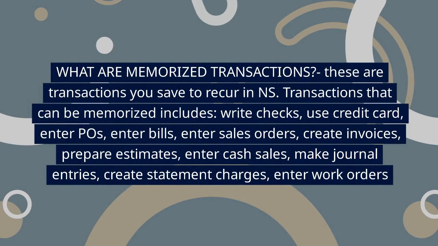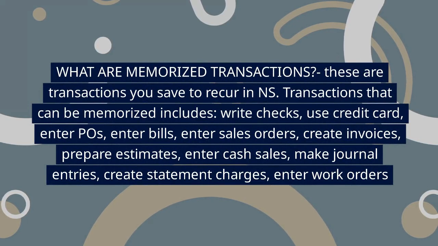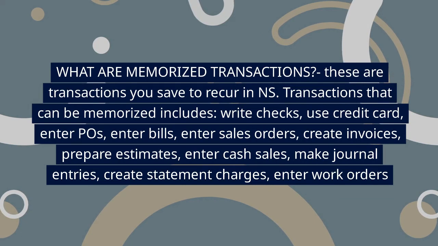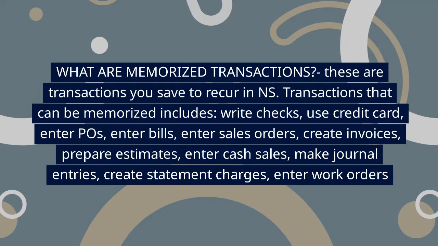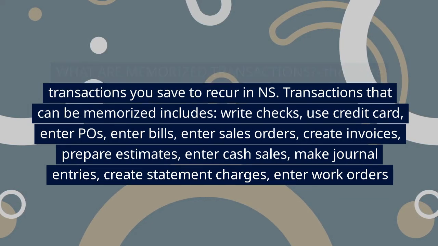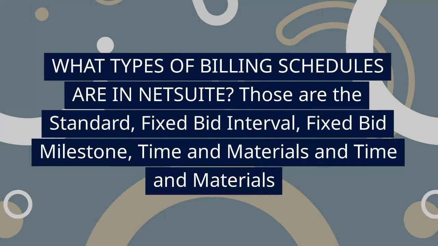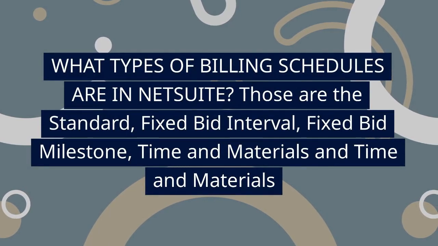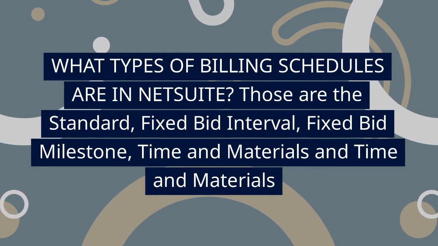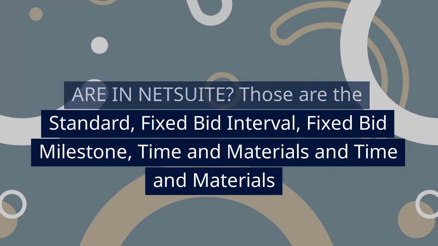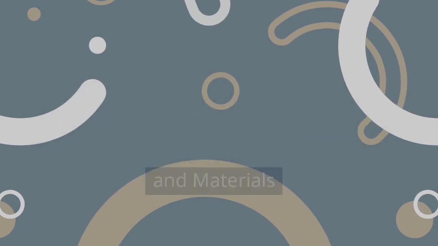What are memorized transactions? These are transactions you save to recur in NS. Transactions that can be memorized include write checks, use credit card, enter POs, enter bills, enter sales orders, create invoices, prepare estimates, enter cash sales, make journal entries, create statement charges, enter work orders. What types of billing schedules are in NetSuite? Those are the standard, fixed bid interval, fixed bid milestone, and time and materials.